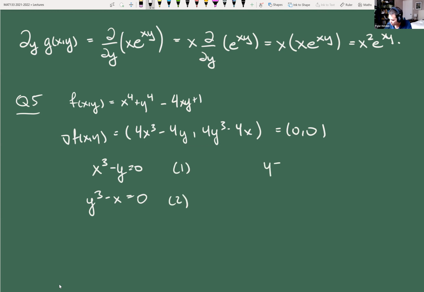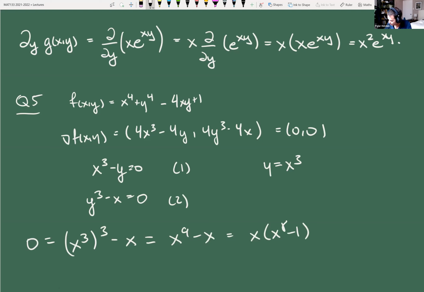So we get y is equal to x cubed from 1. And then if I go and I plug that into equation 2, what am I going to get? So I'm going to get x cubed minus x. That's equal to x to the 9 minus x. This whole thing has to be equal to 0. That's equal to what? X to the 8 minus 1.